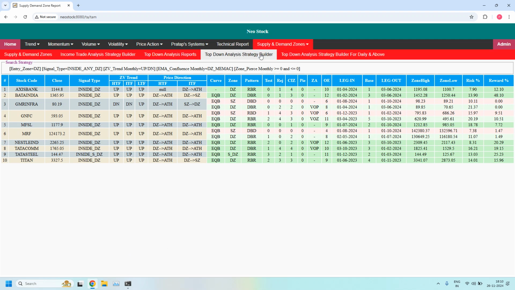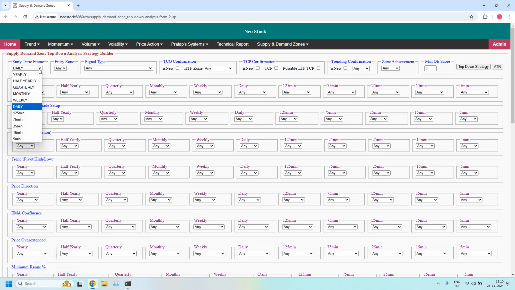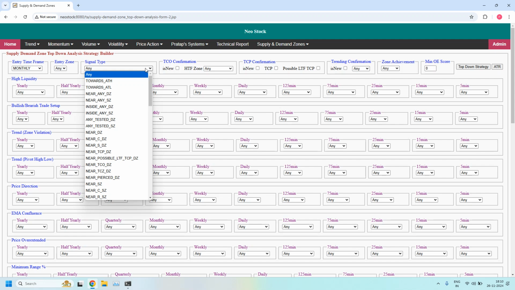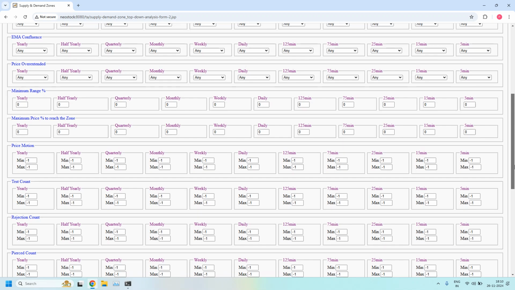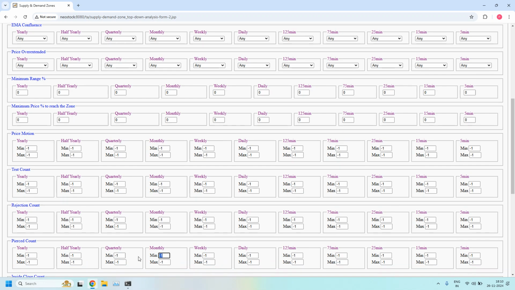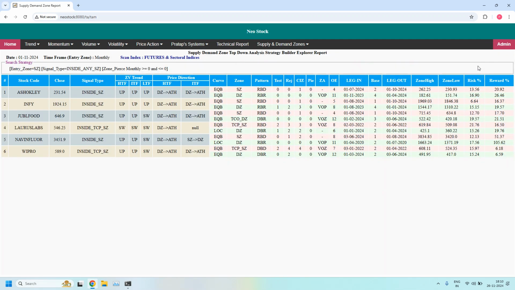Okay, next for monthly time frame, price closed inside monthly supply zone. And these monthly supply zones should not be pierced. So in the pierced count, monthly time frame, minimum value 0, maximum value 0. With this filter, we got 6 stocks. Currently price closed in these 6 monthly supply zones.